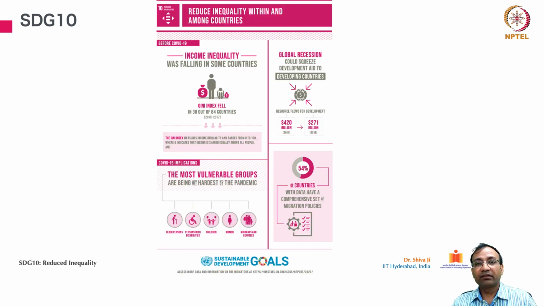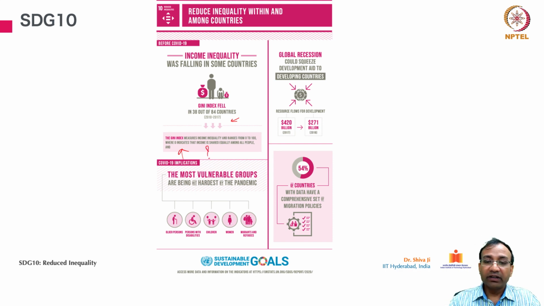Let's see some numbers. Before the pandemic, income inequalities were falling in some countries. Gini index fell in 38 out of 84 countries, 2010 to 2017. The Gini index measures income inequality and ranges from 0 to 100, where 0 indicates that income is shared equally among all people, and 100 means it is not shared among all people. Well, that graphic is incomplete over here. I don't know why. They should have checked.